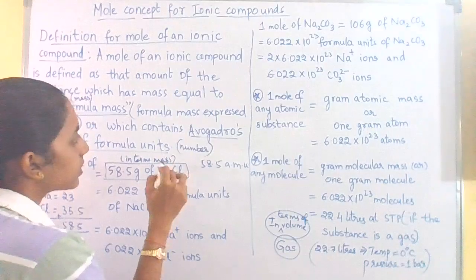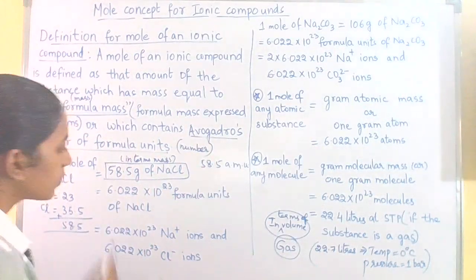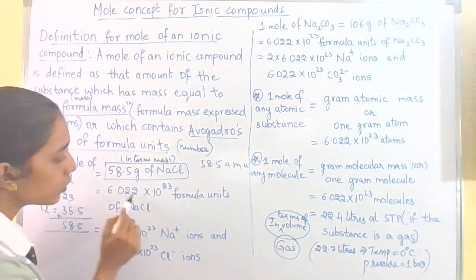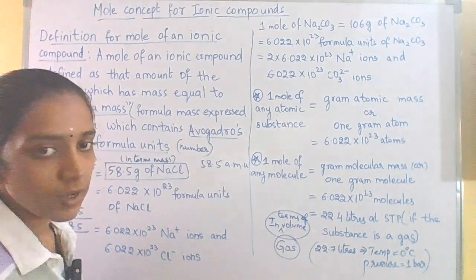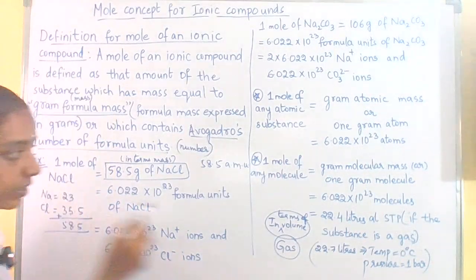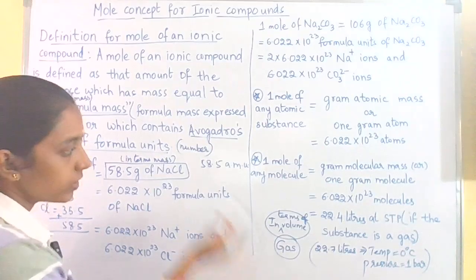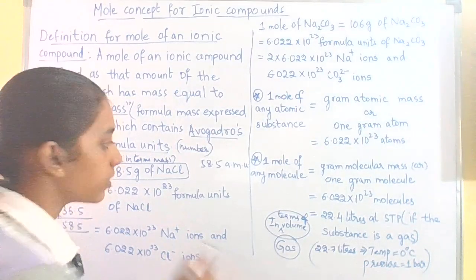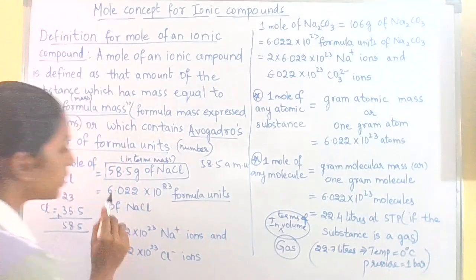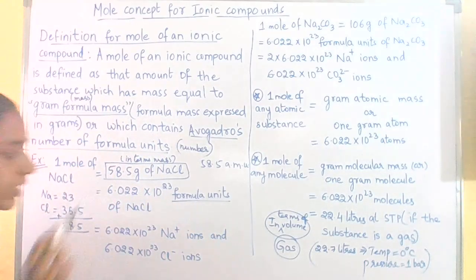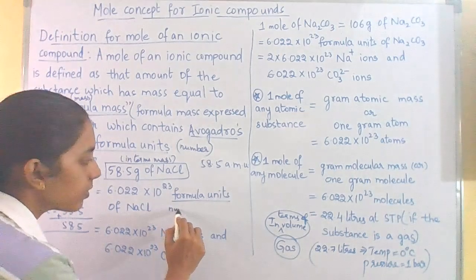We have to write it in terms of number also. So 1 mole of NaCl is equal to 6.022 into 10 to the power 23 formula units. If it is atoms, we will write atoms. If it is molecules, we will write molecules. But here we are learning about ionic compounds, so we have to write formula units: 6.022 into 10 to the power 23 formula units of NaCl. This is in terms of number.